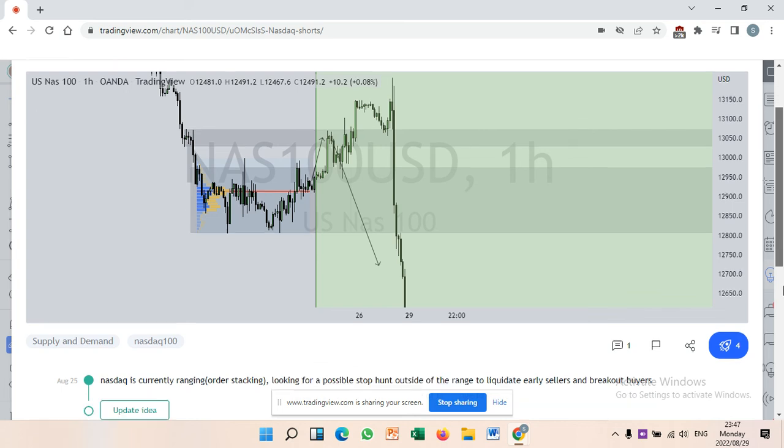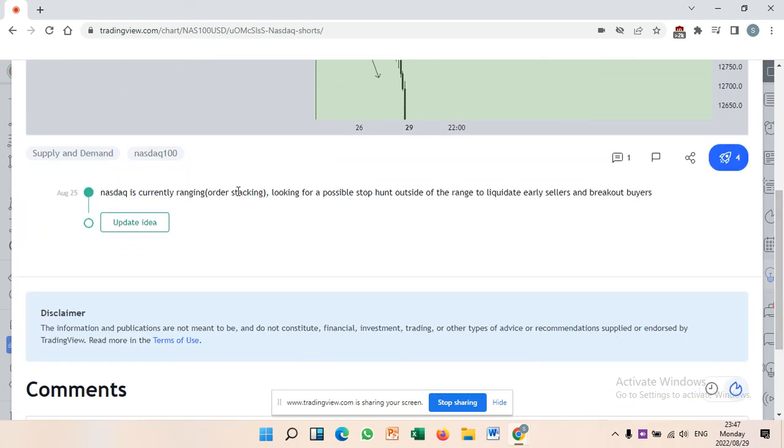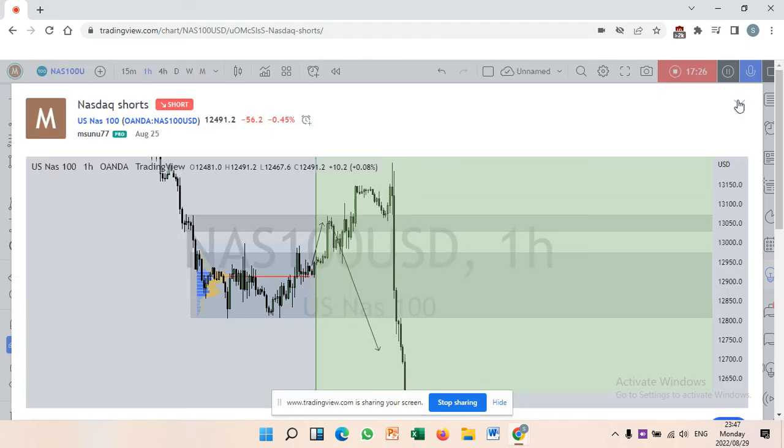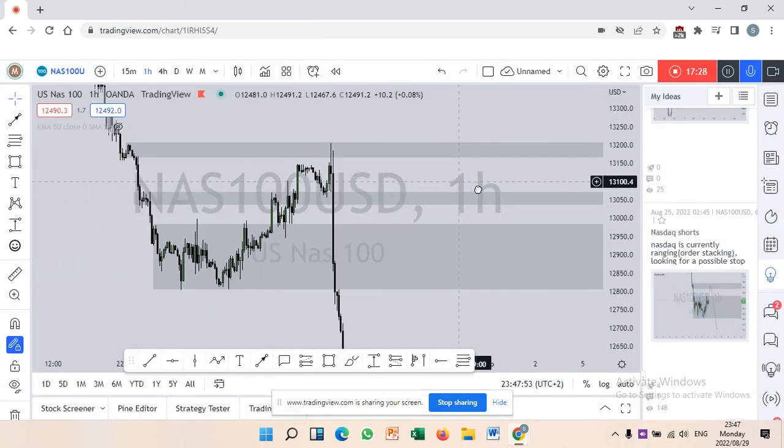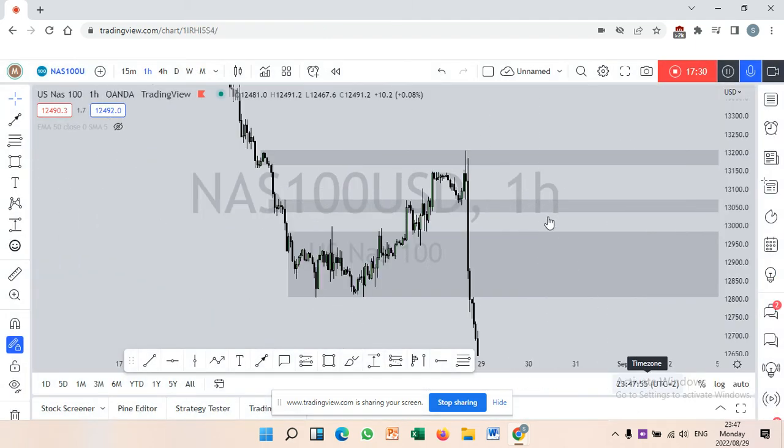And this is what I said: Nasdaq is currently ranging, order stacking, looking for possible stop hunts outside the range to liquidate early sellers and breakout buyers. So literally, guys, this is a strategy that works, and I've learned how to trade consolidations using this strategy. You guys can test this out, backtest this. This is just one thing I've learned from trading markets, and it's also a concept I learned from BFI, the BFI trading school. So yeah, guys, that's all there is to it. I've recapped it. That's it for me today.